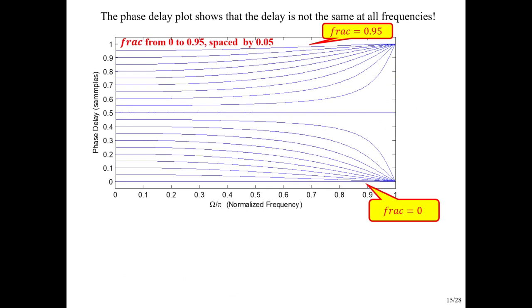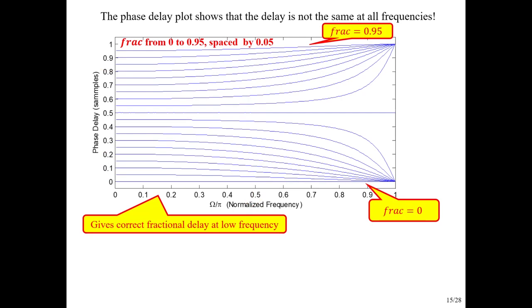Now, we should look at the phase delay to see if we're getting the actual fractional delay that we think we want. And that turns out to be pretty good, actually, at least at low frequencies. So below Fs over 4, remember this corresponds to Fs over 2, so below Fs over 4, these lines are pretty flat, and they do match up pretty much to the actual delays that we want. So the delay seems to be working at least at low frequencies. At high frequencies, not so good.